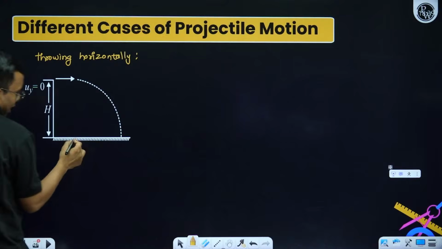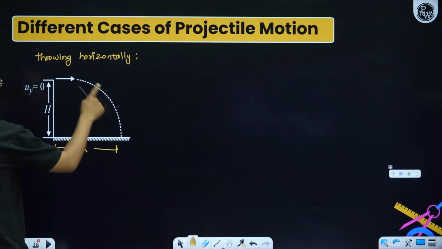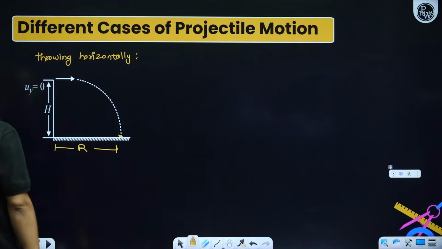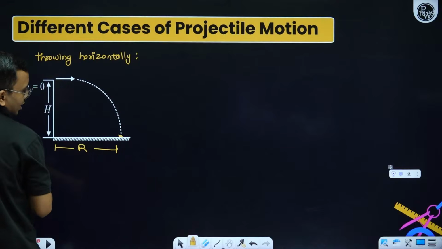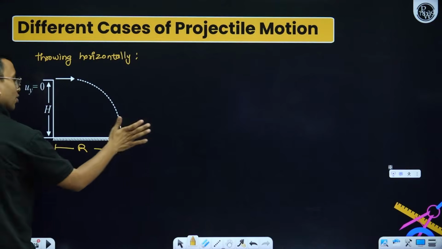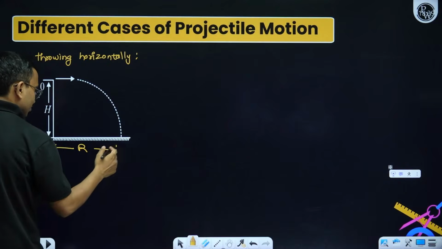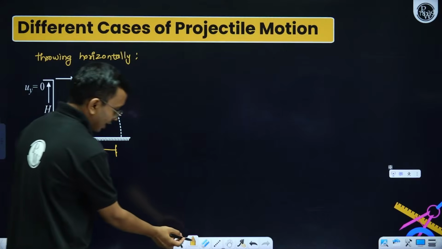Now here what can be asked? What will be this range? How much time it will take to reach the ground? Or at any instant, what will be the velocity? What will be the angle when it strikes the ground? Okay, all these kind of things it can ask. First of all, let us find the time of flight in this case.